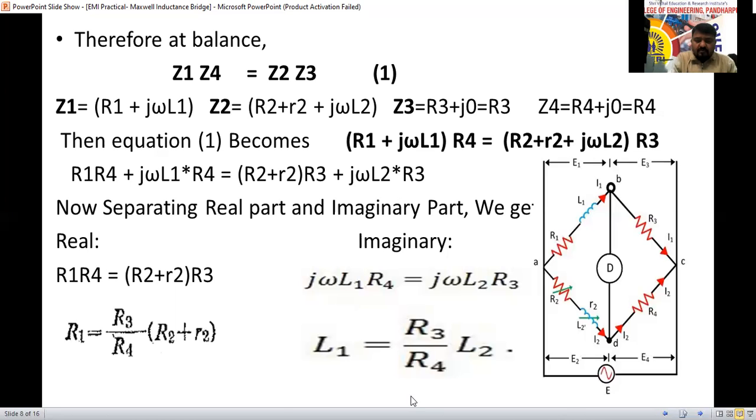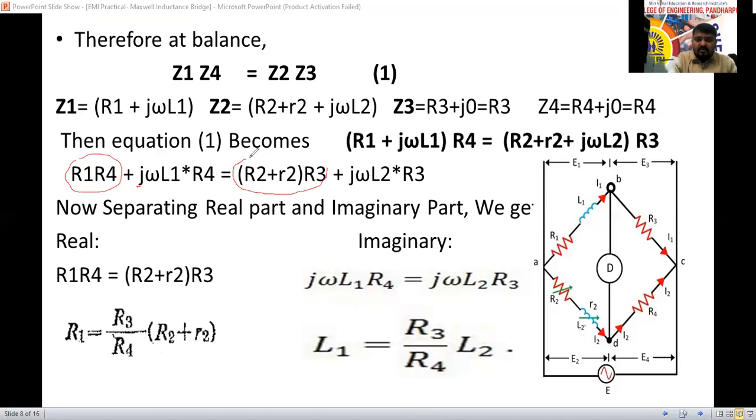So from this equation, what we have to do? Now, the real term and imaginary term we have to separate here. So is there any imaginary term? If j is there, then that is called imaginary. There is no j term, only resistance part is there. That is called real term here. So this one is real term, R1 R4. Here it is now imaginary term, equal to this one is real term. Is there any j here?